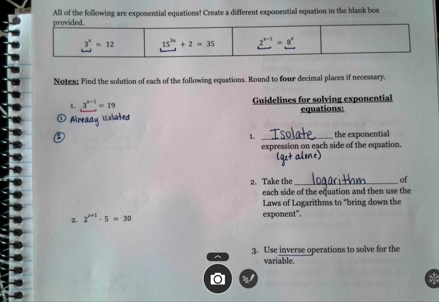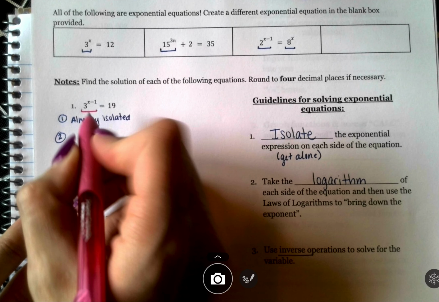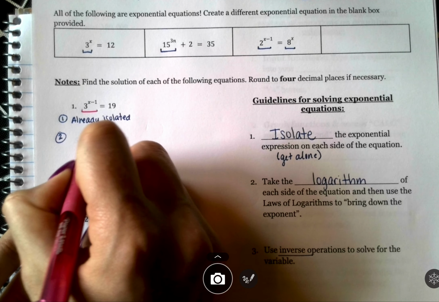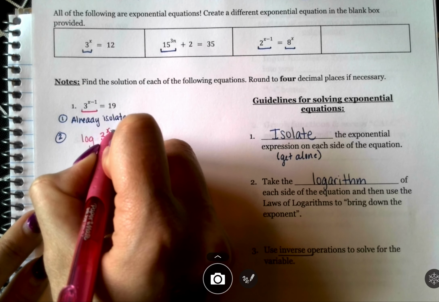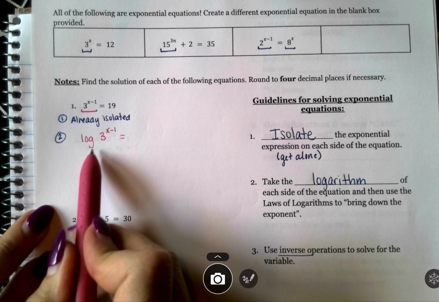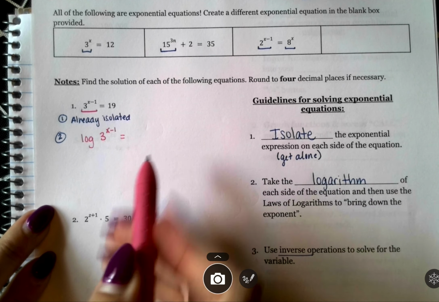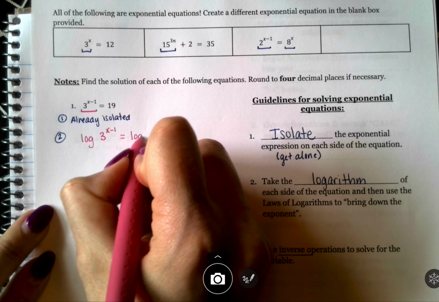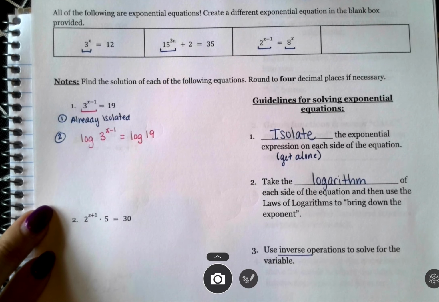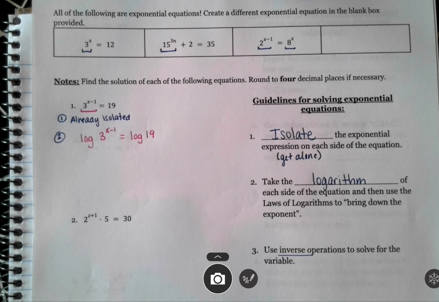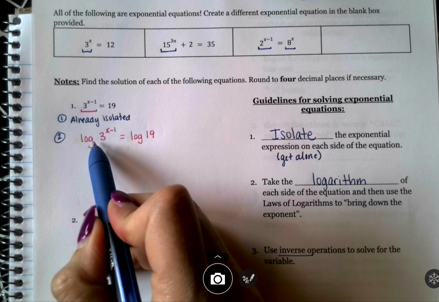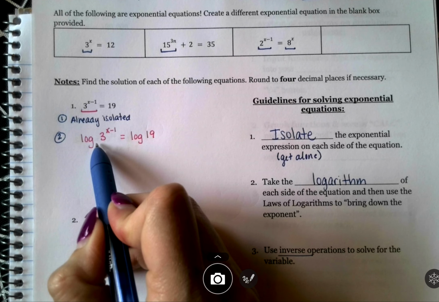So for step 2, we want to take the log of both sides of our equation. So I'm going to take the log of this, so I would have log of 3 to the power of x minus 1, and then whatever I do to one side, I also have to do to the other side. So log of 19. Notice I'm using a common base 10, and I didn't write it.